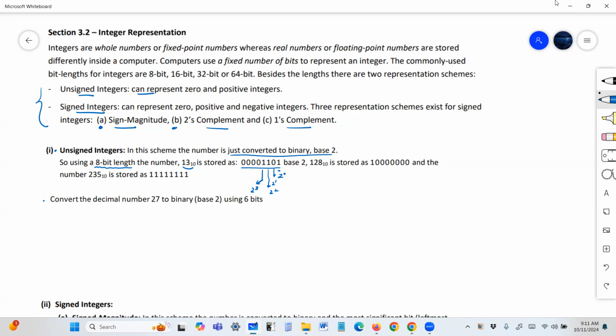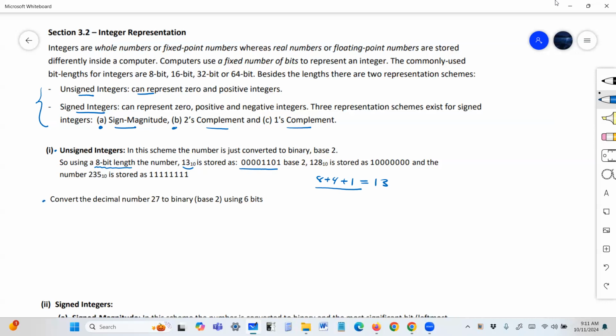Now, I have a digit 1 in the 2 to the 3rd power, that would make an 8. I have a digit 1 in the 2 to the 2nd power, which is a 4. And I have a digit of 1 in the 2 to the 0 power, which is a 1. So when I add all three, I have the value 13. This is the representation for the decimal number 13 using 8 bits.